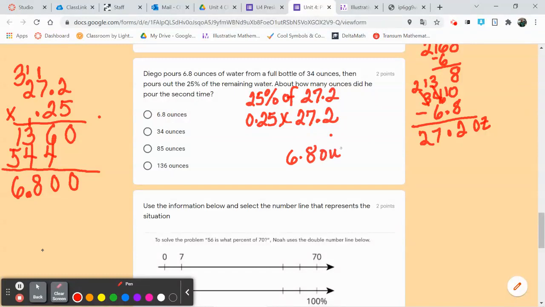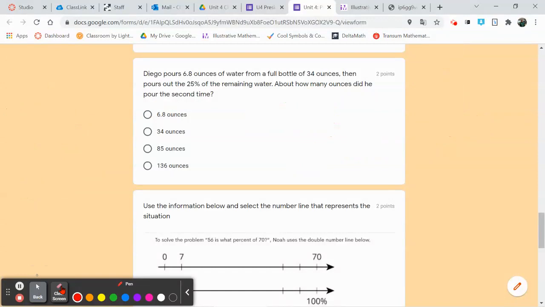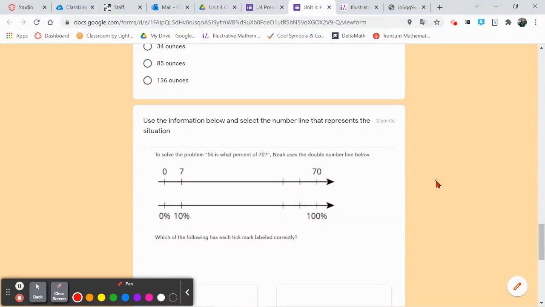6.8 ounces is what he poured out the second time, the 25%. Make sure you have that written down, especially if you need to do it the long way. And for those of you just whipping out that calculator, pay attention. This very likely could be in the no calculator section. So you have got to be able to do the multiplication and division of decimals without a calculator. I'm going to clear the screen, so make sure you pause if you need to write anything down.